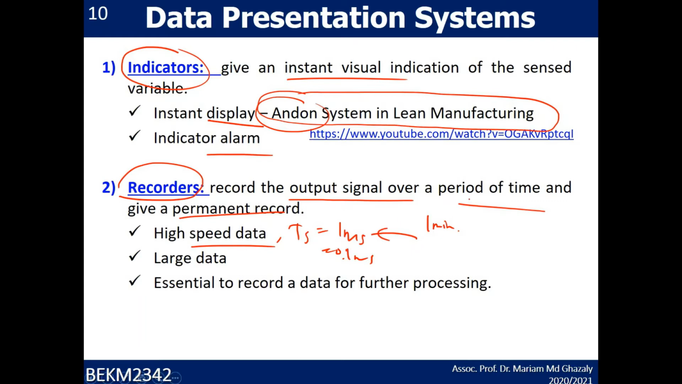Imagine that over a period of 1 minute, you have a sampling time of 1 millisecond. It means that every 1 millisecond you have data for 1 minute. Based on that, you can collect large data because of this sampling time. The purpose of a recorder is that after you collect all the data, you can further process it for controlling and for display.